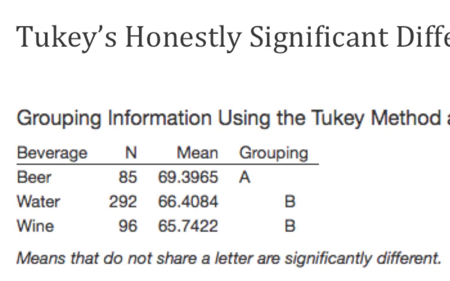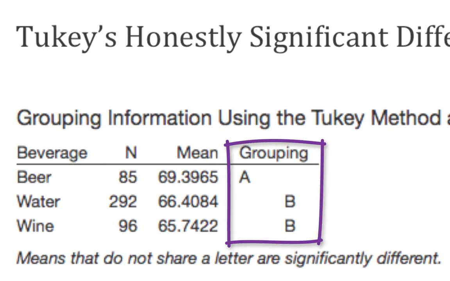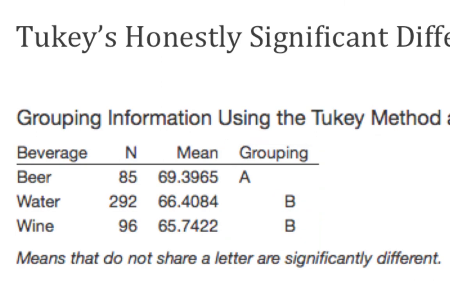This is the first table. Here, any groups that do not share a grouping letter are significantly different. Beer is only in group A, and water and wine are only in group B. Because beer and water are not in the same grouping, the beer and water groups are significantly different. Beer and wine do not share a grouping, so the beer and wine groups are also significantly different. Water and wine are both in group B, so water and wine are not significantly different.